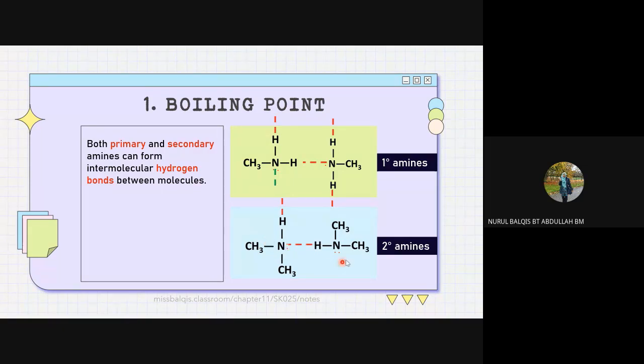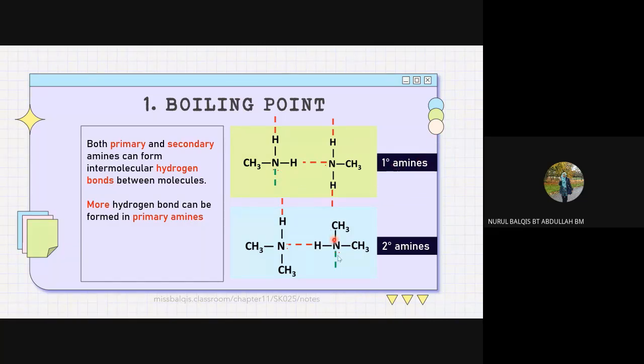Tetapi nitrogen yang ada lone pair sendiri pun, kalau ada molekul yang sama juga kat sebelah dia, dia pun boleh buat lagi. Okay, eh? So antara dua ni, siapa yang got more hydrogen bond in them? Primary or secondary, I mean? Primary can form more hydrogen bond than the secondary amine. Okay, we know classes of amine can be up to tertiary.